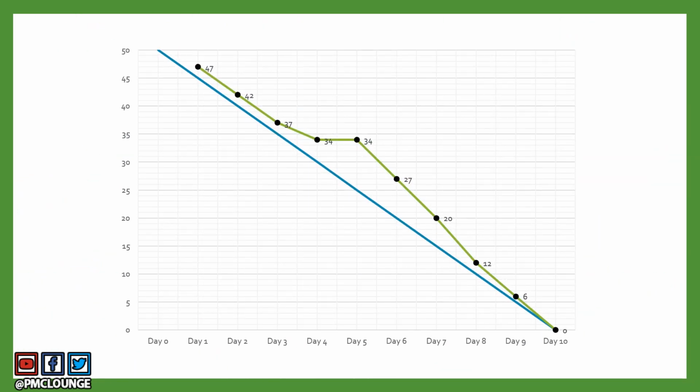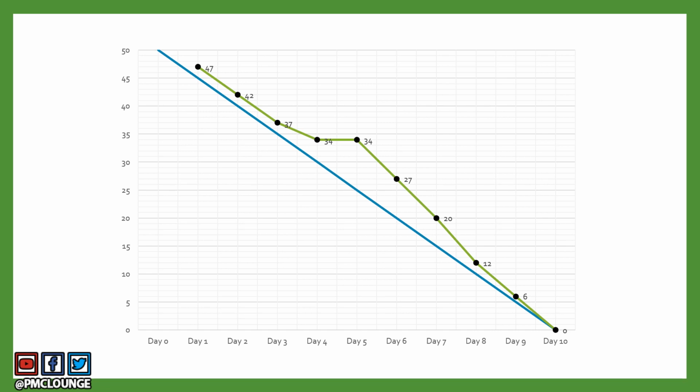So this is how a burn down chart looks like, and that's how you plot a burn down chart. I hope you found this video helpful. Okay, I'm only kidding. So let's try and understand what a burn down chart really is.